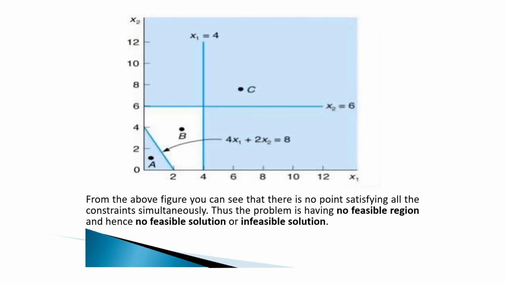So here we have, and one can see that there is no feasible region which satisfies all the three constraints. So we ended up with no feasible solution, which is also known as infeasible solution.